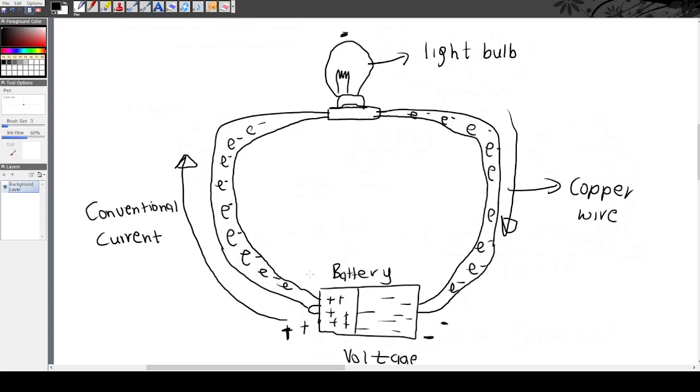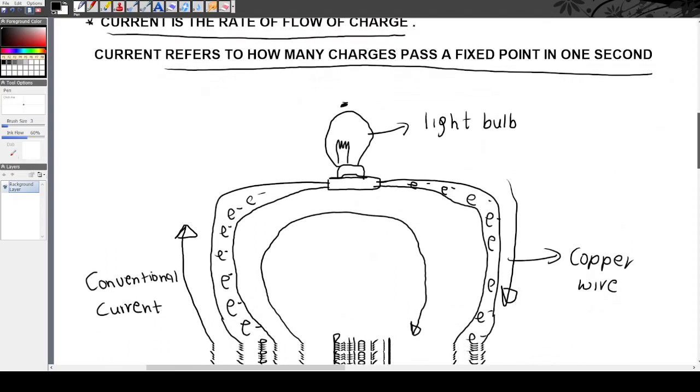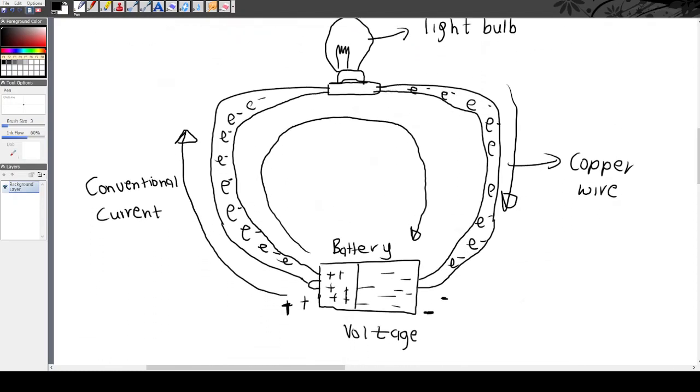So as long as charges are flowing around the circuit, passing through the bulb to the negative terminal, what am I trying to explain? I'm trying to explain what current is. What is current in the first place? You can say current is just a flow of charges. As charges flow, we say we have current in the circuit. Current is the flow of charges, the rate of flow of charges. We can say it's the speed.